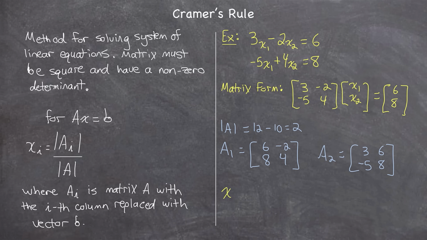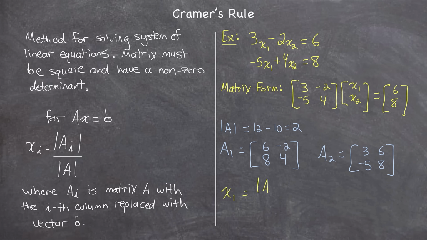When calculating the value of x1, I do the determinant of A1 divided by the determinant of A. Well, we have the determinant of A. We already calculated that to be 2. But now I need the determinant of matrix A1, which would be 24 minus -16. That's 40. Which means x1 is 40 divided by 2, which is 20.